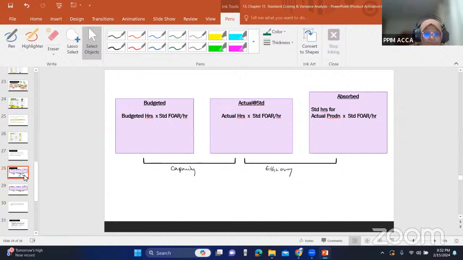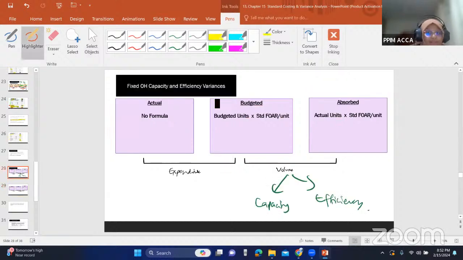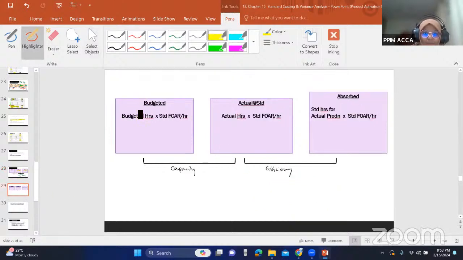Okay. But I will highlight something here. When it is the volume variance, this is the standard FOAR per unit, and this is units, budgeted units, actual units. But if you are splitting the volume, then you are talking about budgeted hours, standard FOAR per hour. Hours, standard FOAR per hour. And here also it's the per hour figure. Okay, so it's not the unit-based figure. We are more concerned about the hour-based figure. Okay, so careful there.